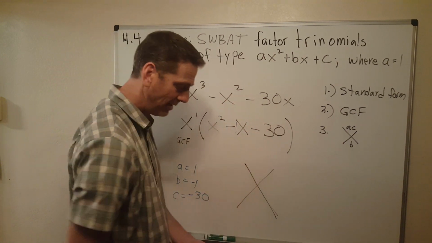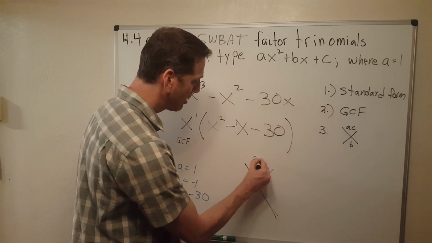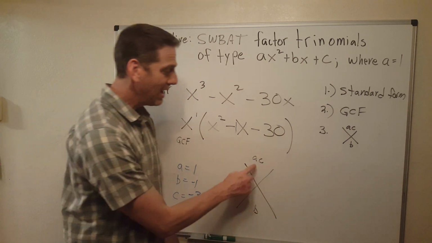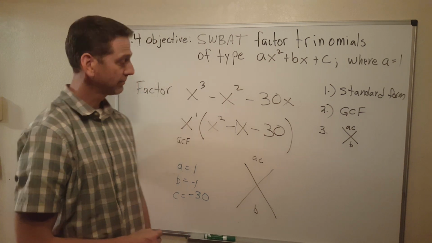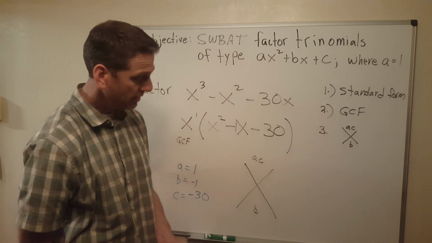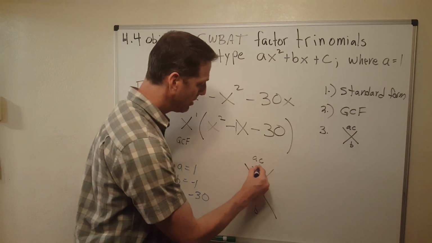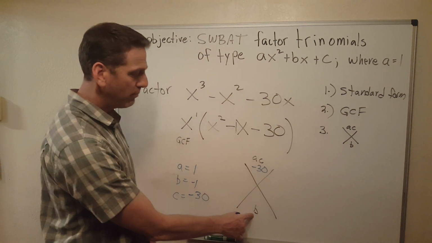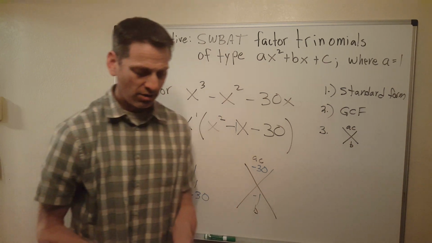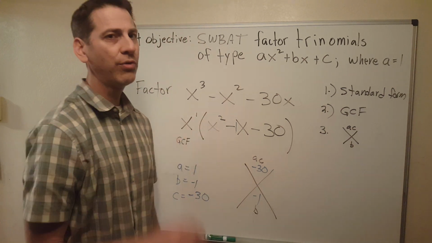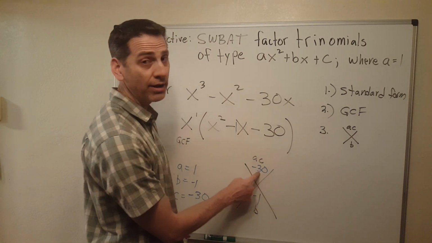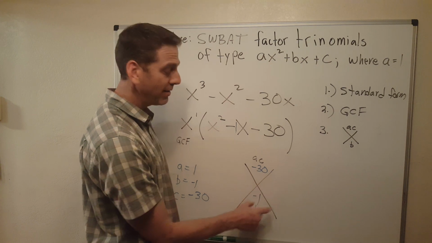I'm ready to figure out my 2 numbers that I'm going to need. Okay, again, AC is going to go right here. B is going to go here. So what's A times C? Well, let's see. 1 times -30 is -30. And B is -1. Okay, so now I need to think of 2 numbers that multiply to give me -30 and add or subtract to give me -1.